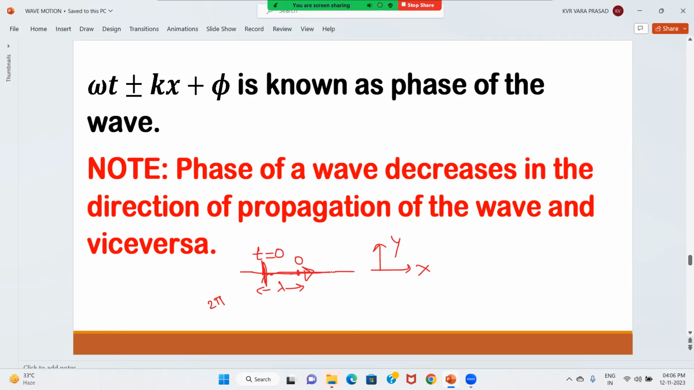If I take one more at a distance λ, then the first one completes two oscillations, the second completes one oscillation, and the third is about to oscillate. Then their phases are 4π, 2π, and 0. That's why the phase of a wave decreases in the direction of propagation of the wave, and vice versa. If you go opposite to the direction of propagation, the phase increases.